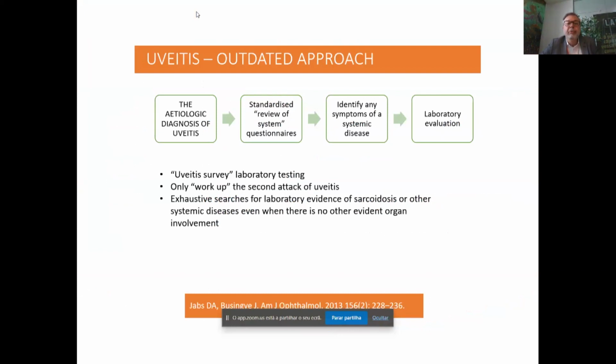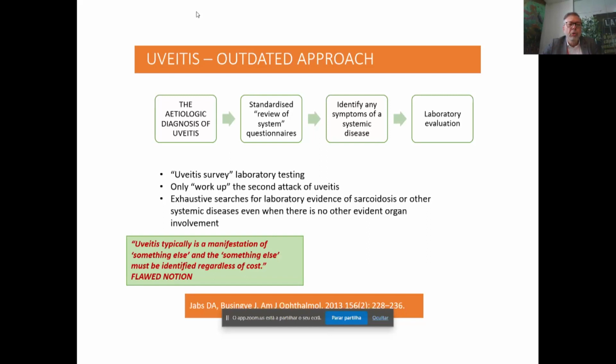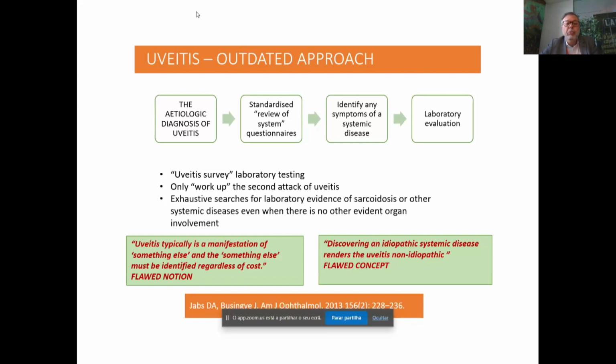Then you try to identify symptoms of a systemic disease and then go for laboratory evaluation. All this was based on a flawed notion that a uveitis typically is a manifestation of something else, and that something else has to be identified regardless of the cost. The other flawed concept is that discovering a systemic disease will make the uveitis no longer idiopathic. So these are the things that have changed.